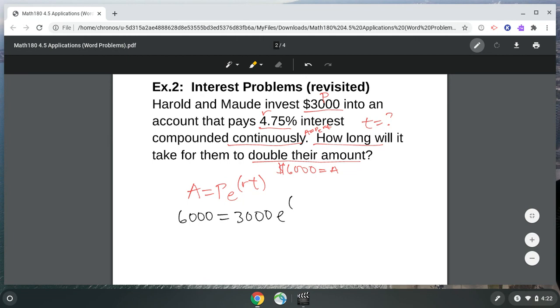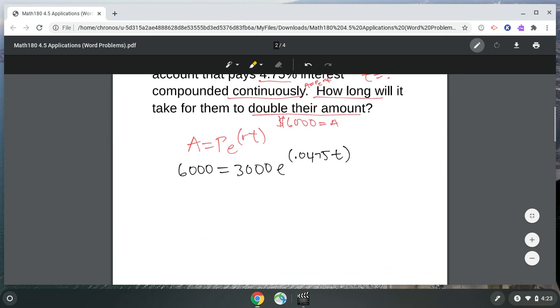And our interest rate is 0.0475. Because remember, you have to write it in decimal form, not percent form. Times t, which is unknown. So we have this exponential that we need to solve for. Going to divide both sides by 3,000.